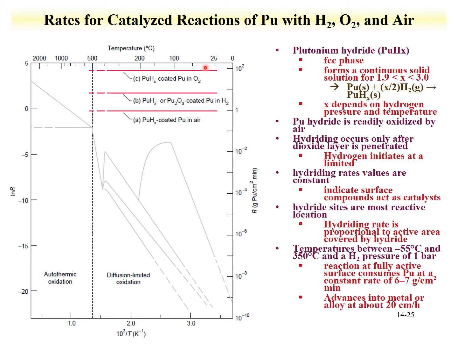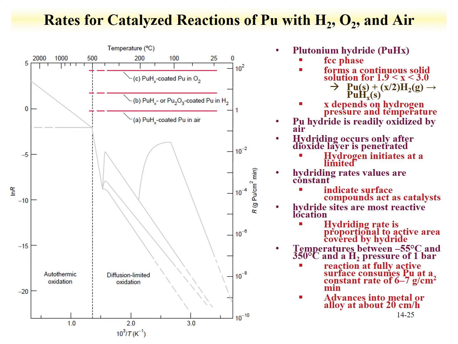And then if we go from an air to an oxygen atmosphere, the rate of oxidation goes up. And this hydriding occurs only after the dioxide layer is penetrated. So the hydrogen is kind of an initiating step. We see that these values are constant. And one of the things that we could take away from these constant values is that the surface acts as a catalyst for the oxide reaction. So the hydride, it's not a true catalyst. It is fundamentally destroyed, but then the hydrogen migrates and then reforms the hydride later. We'll talk about that in the next slide.